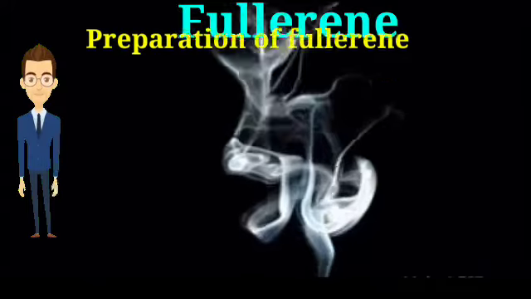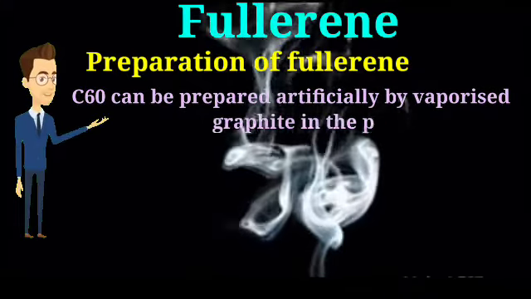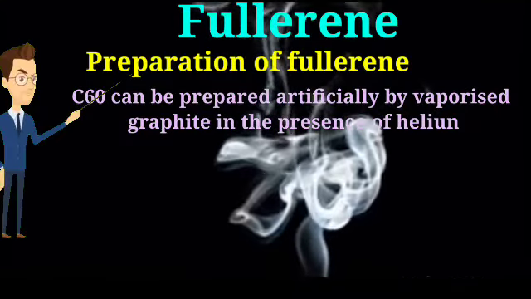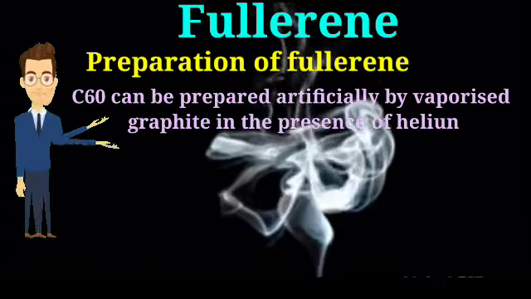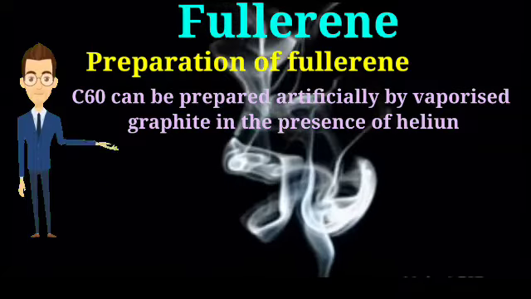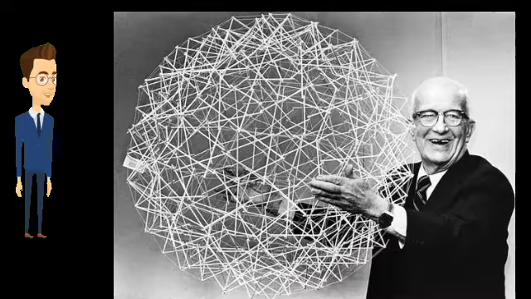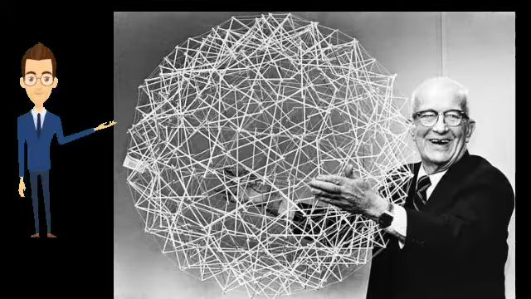Now we will talk about the preparation of fullerene. Carbon 60 fullerene can be prepared artificially by vaporizing graphite in the presence of helium. Means when vaporized graphite reacts with helium and some other equipment, you can prepare fullerene in the laboratory. You know, my dear students, Buckminsterfullerene is named after the scientist Buckminster. You can see in the figure that his name is given to the allotrope carbon 60.